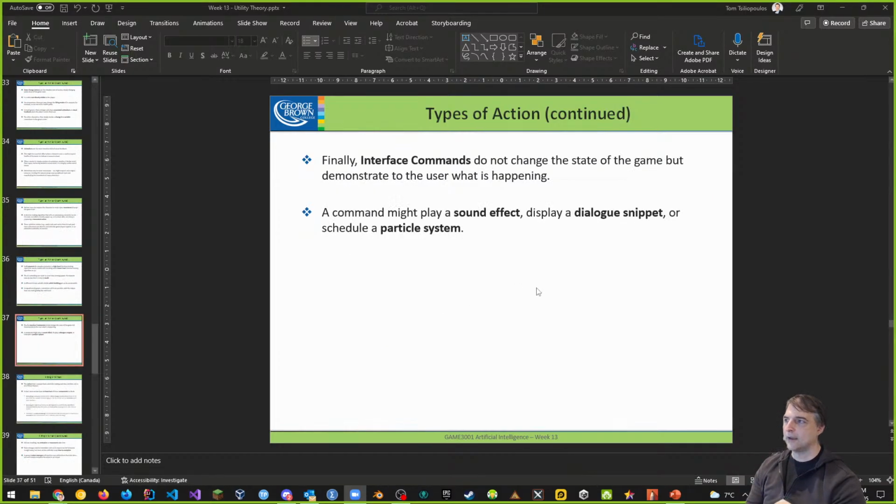That's AI requests. And then finally, interface commands. Things like, I want to play a sound effect. I want to show you a dialogue snippet. I want to schedule a particle system or some other effect, like a bullet decal, where when I fire, you see a divot on a building to indicate that the bullet hit the building, right? Anything like that. It's an interface. I want to show something to the player, give an update to the progress bar or anything like that. That is interface commands.